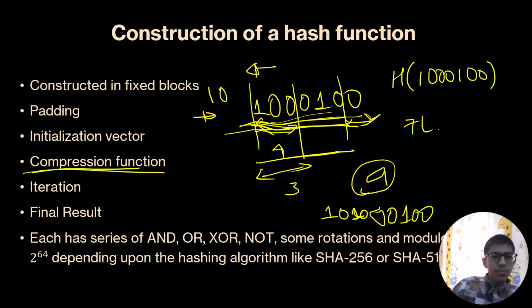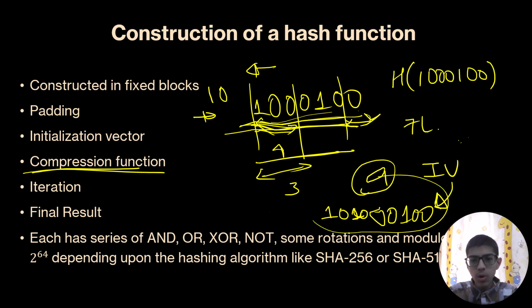Now we apply compression functions on this. First of all, to start, we apply the initialization vector, which is a publicly known fixed value, used first to compress this. Then consequently, we apply the compression function over the new hash value obtained over each iteration.